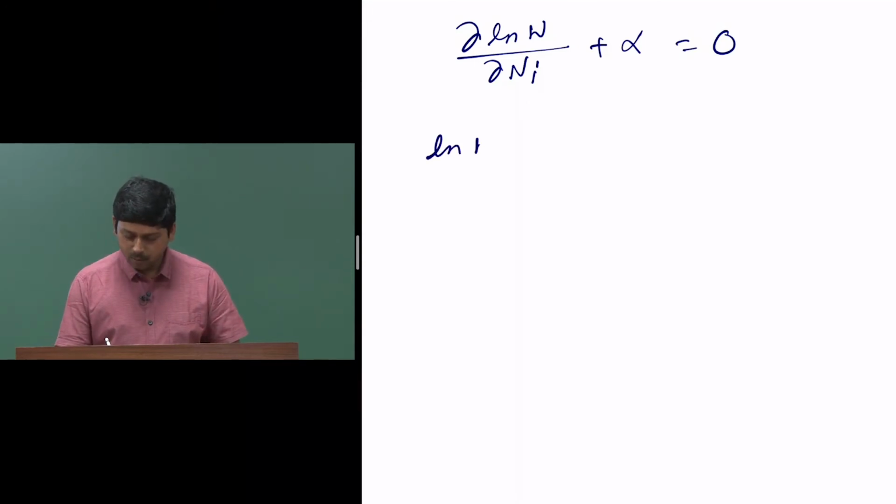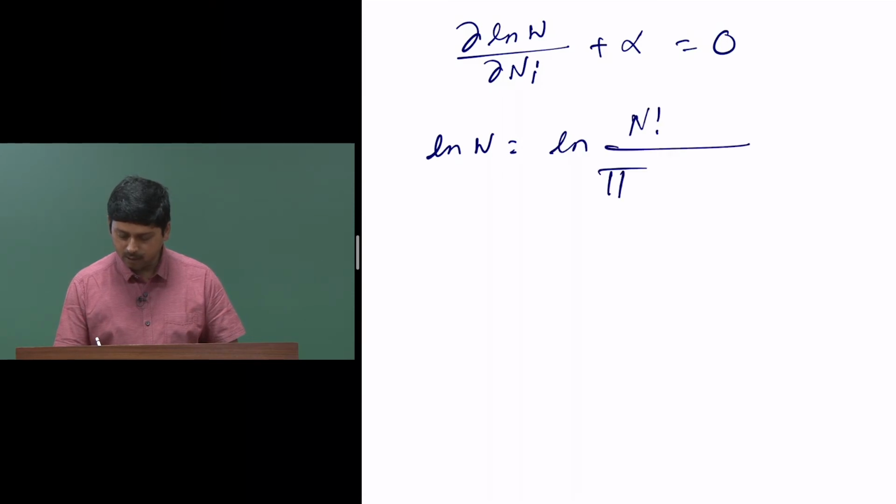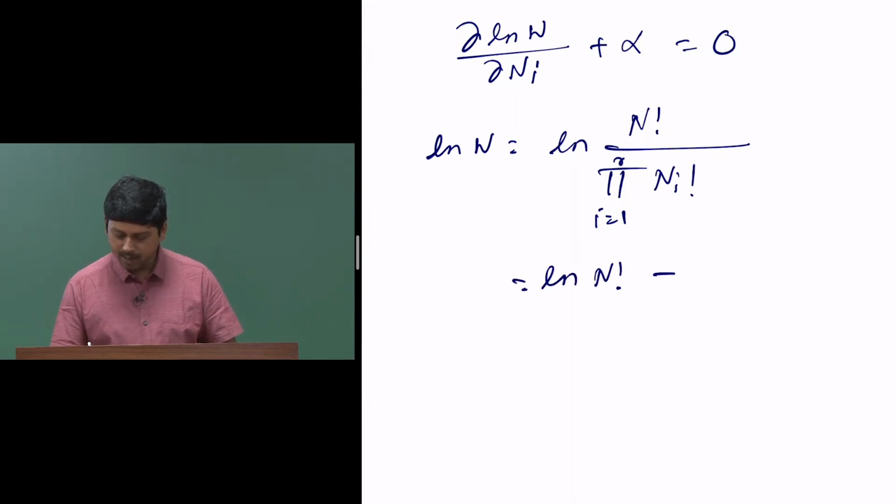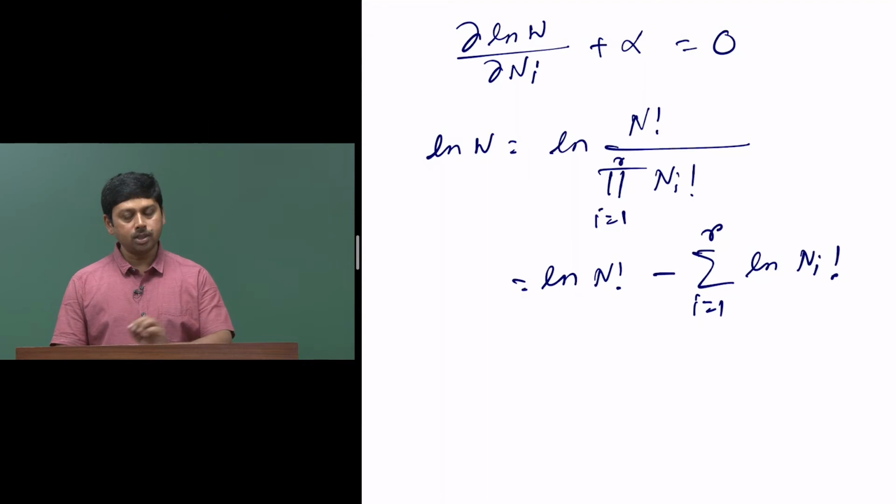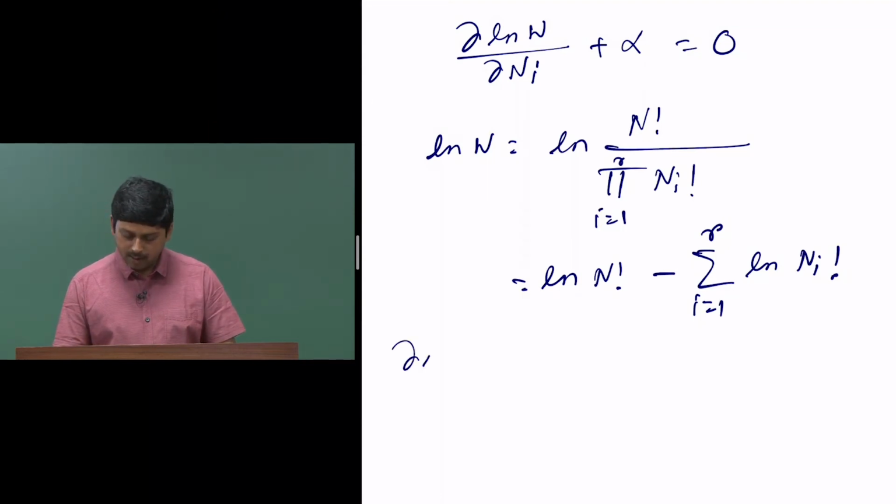Now, what is ln W? ln W is ln of n factorial divided by the product over i from 1 to R of n_i factorial, which is ln n factorial minus the sum over i equal to 1 to R of ln n_i factorial. We have discussed that before, so I am just going a little bit fast on this. Now, let us do ∂ln W/∂n_i.